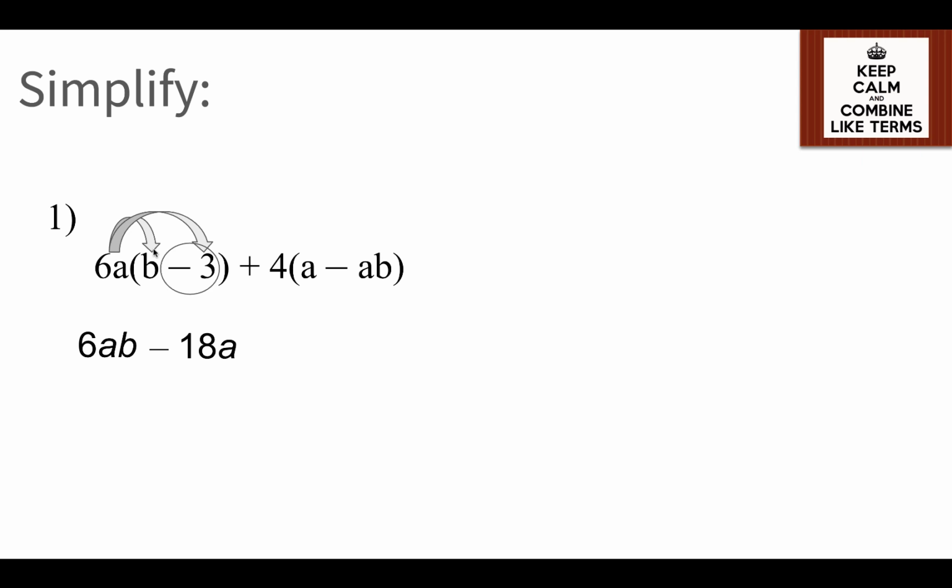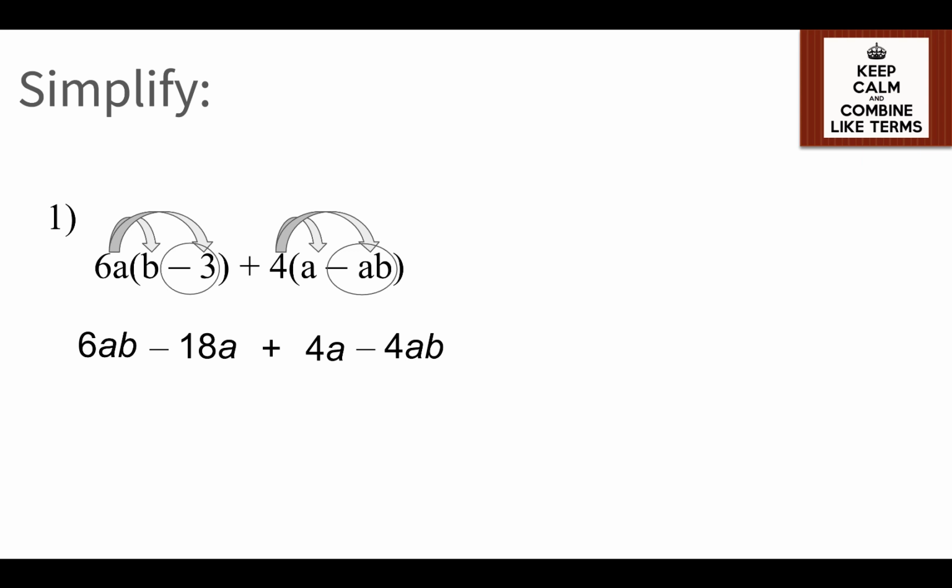Looking at our next part, we have another mama bird, 4 times a. Well, that's going to give me positive or plus 4a. And then it's a minus ab there, right? So 4 times a negative ab, remember there's that invisible 1 in front there, it's just going to give me minus 4ab. Now I'm ready to combine my like terms.